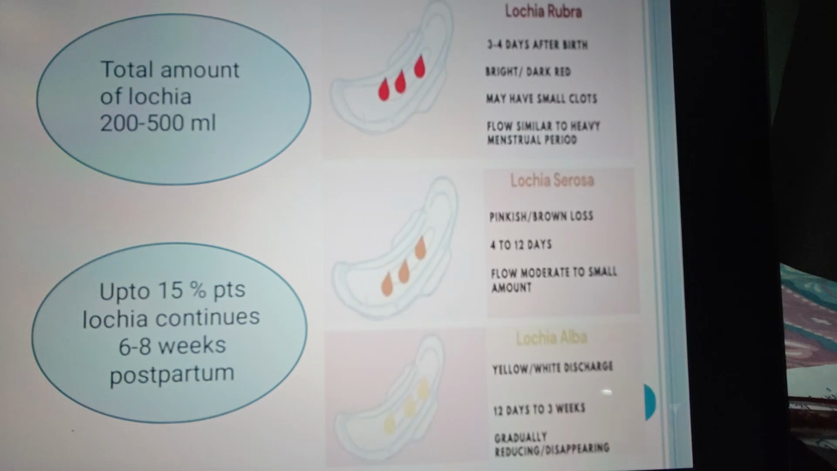Now what is lochia serosa? Serosa is a pinkish to brown colored discharge from the vagina, and it lasts for about 5 to 9 days. The flow is moderate to small in amount. And lochia alba, which is white or yellow in color, as the name suggests, alba is white. It is released after 10 days of delivery, and it gradually reduces and then disappears.